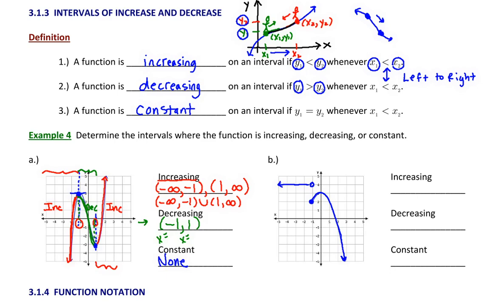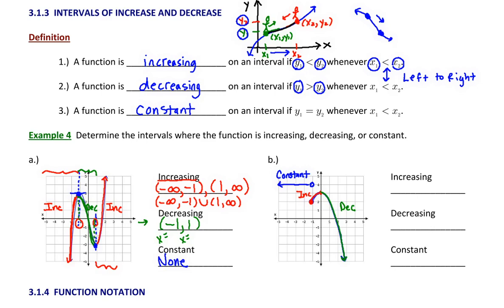So where is this function increasing? Where is it going up? Well, it's going up on this interval right here. Where is it decreasing? Again, moving left to right across our graph, this part is decreasing. Let me label this part as increasing. And then we've got a flat line up here, so this part of the graph is constant. So pretty easy to recognize those.